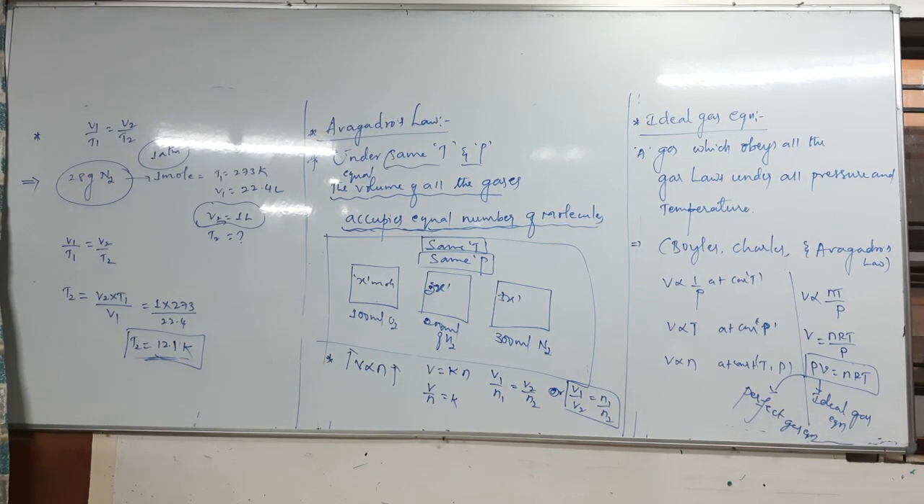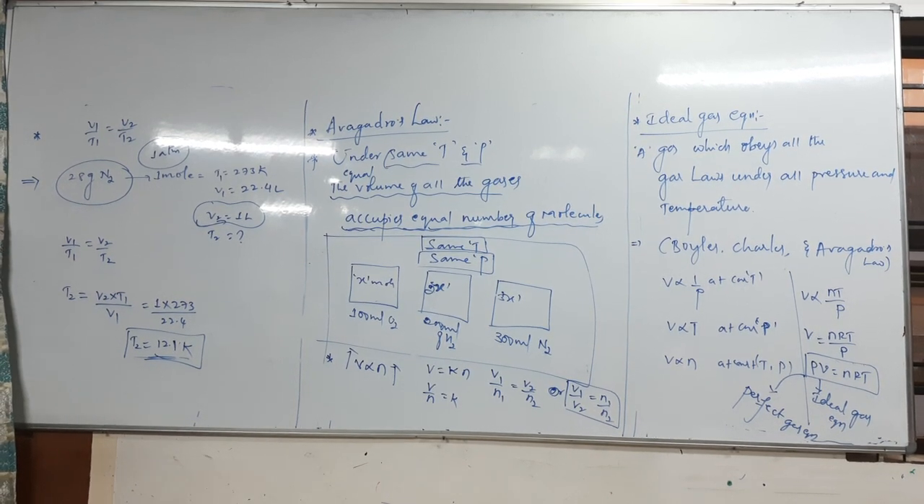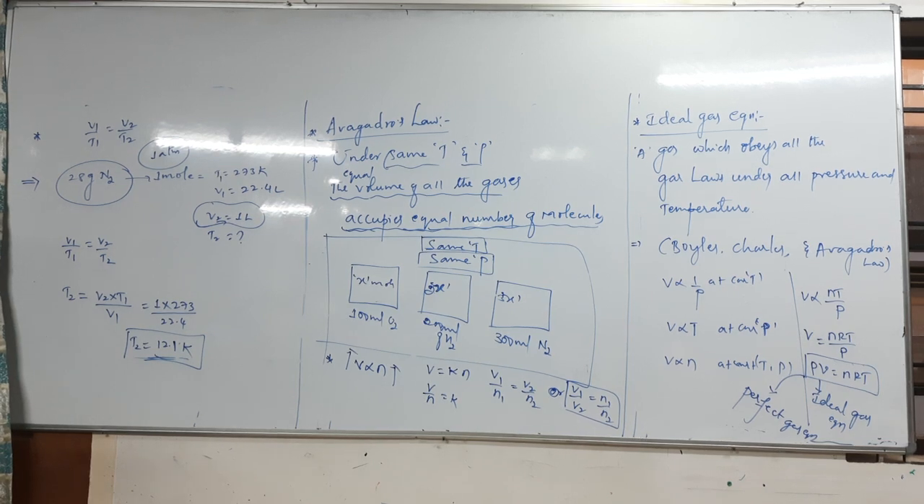Under similar conditions, 0.2 gram of dioxide of element X occupies 440 cc. Calculate the atomic weight of element X.